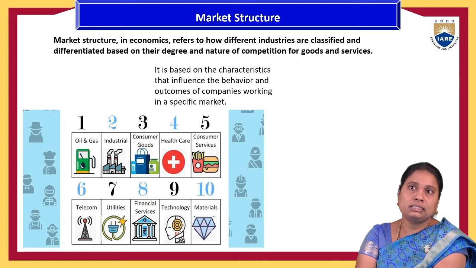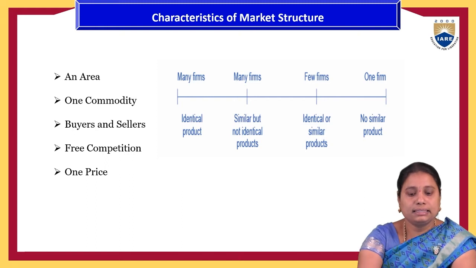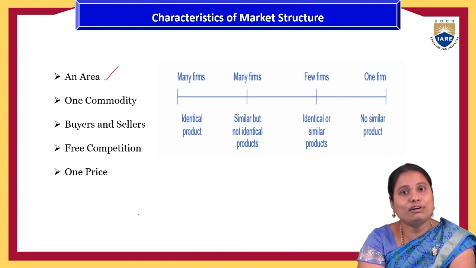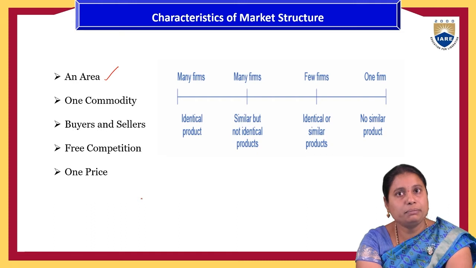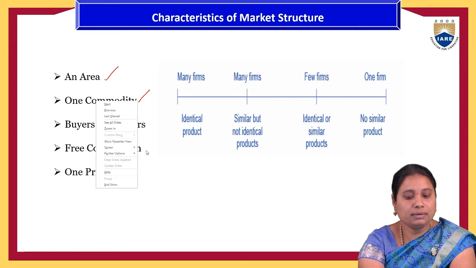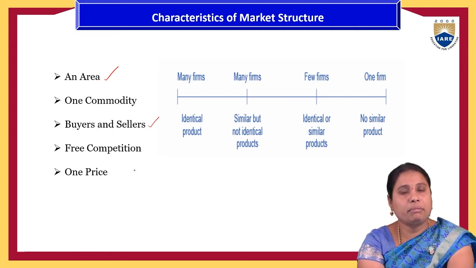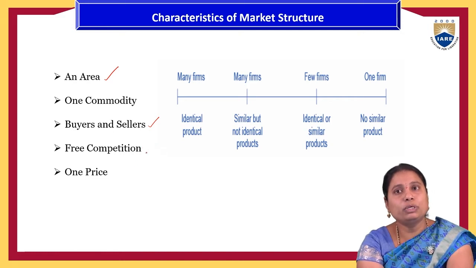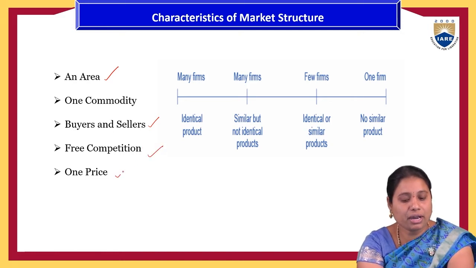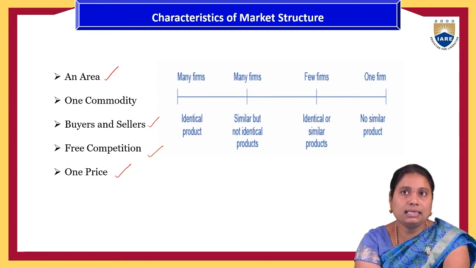That condition is termed as the market structure. The characteristics of the market structure are combinedly categorized as the area, that is the locality of that particular market, the commodities which are available in that market, the number of buyers and sellers existing in that market, competition between the sellers, and pricing factors among those sellers.